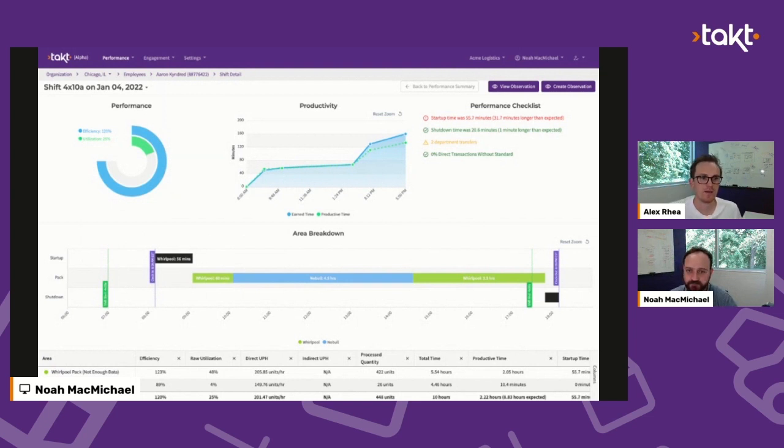I know a lot of the 3PL customers that we talk to and the ones we go visit often say that they have multiple WMSs, some of which they own, some of which are customer systems. Does this work across multiple WMSs?